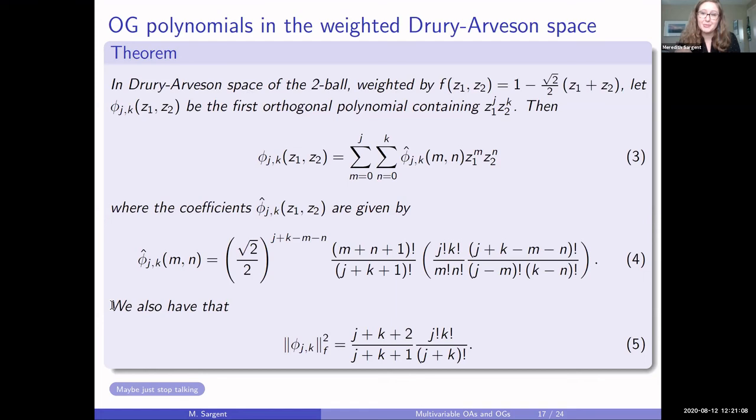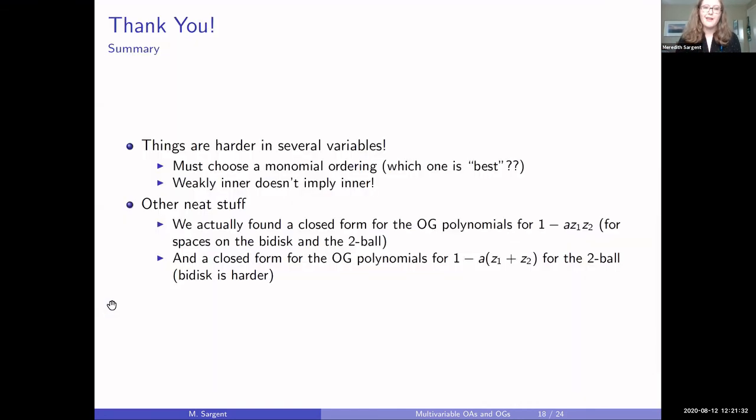you don't get that same sort of cancellation in the Hardy space of the ball. Or the Hardy space of the bidisk. Oh, no, you do get it in the Hardy space of the ball, but not of the bidisk. So the ball is special. I think we kind of knew that. But I still think it's pretty cool that we were able to get the closed form for this. And again, we have it in more generality as well. All right, so I think it's been 20 minutes, so I'll stop there.